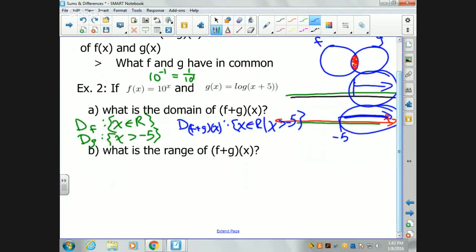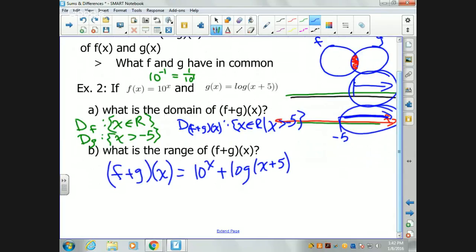I don't know what this function f plus g at x looks like. We could write it out here. But really what I want to know is what's happening around -5. Because wherever we have some restrictions in domain, we're probably going to have some kind of restriction in the range as well. So let's have a look. We can't sub -5 in here, but can we substitute something close to -5? Sure, -4.9.